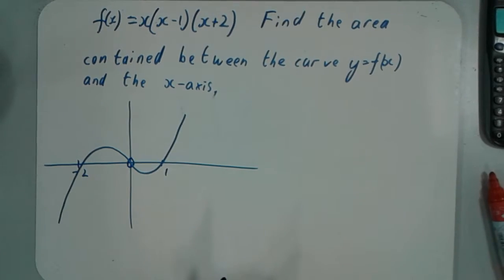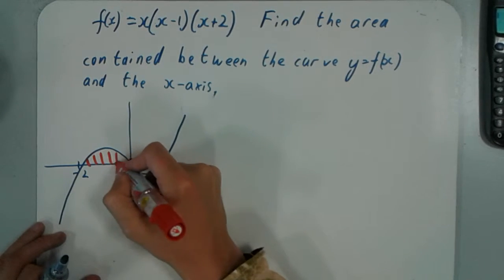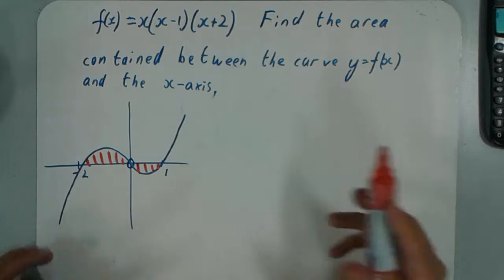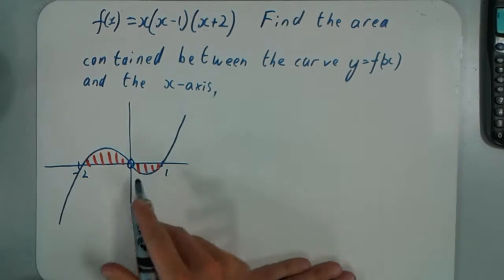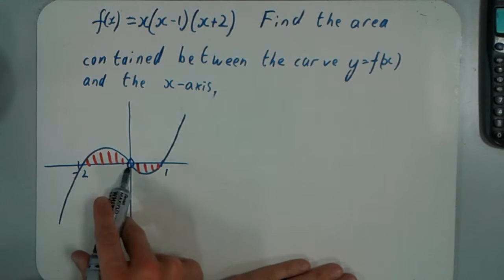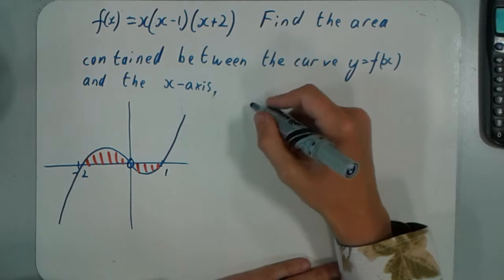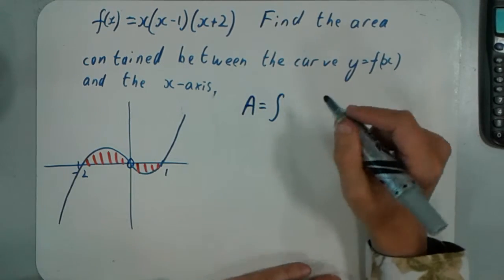Our graph will look something like this. So the area between the curve and the x-axis will be that area there. Okay. We do spot a slight problem here though. This area here is absolutely fine. That's the kind of area we were looking at in the previous example. So we know it's going to be an integral.